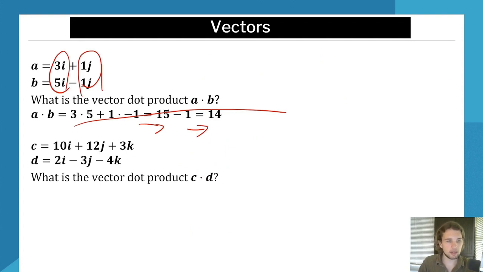So understanding that you can do the dot product this way will help you with some proofs, and it will help you simplify your working instead of having to convert to polar form every time, which takes a lot of time.